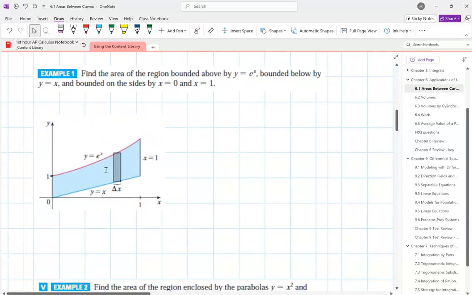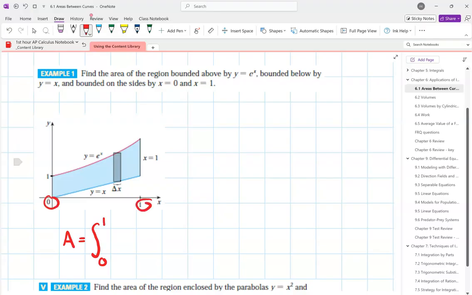So let's do some examples of just kind of practicing with this. So the first example says, find the area of the region bounded above by the curve y equals e to the x, and bounded below by the curve y equals x. And then we're bounded on the side by x equals 0 and x equals 1. So let's set up our integral. This will be the integral from what to what? 0 to 1, very good. Right? We're starting at 0 and ending at 1.